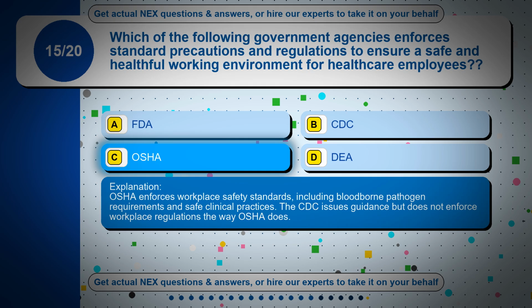OSHA enforces workplace safety standards, including bloodborne pathogen requirements and safe clinical practices. The CDC issues guidance but does not enforce workplace regulations the way OSHA does.